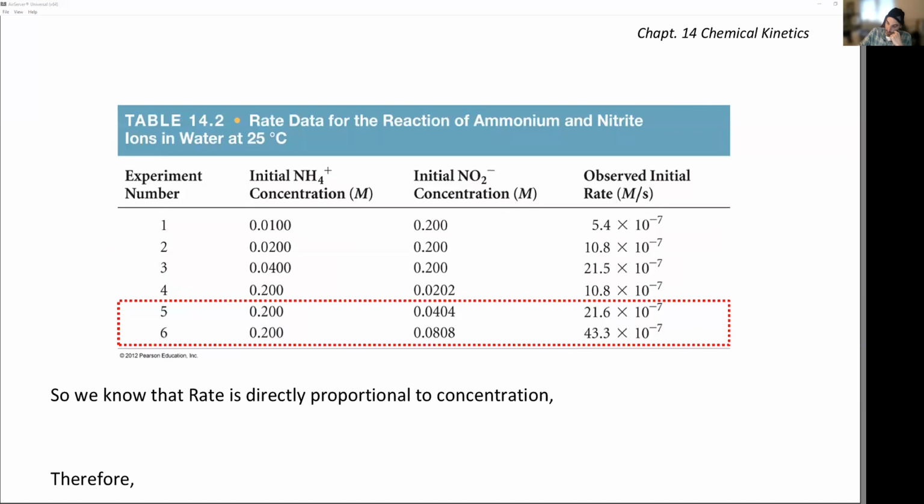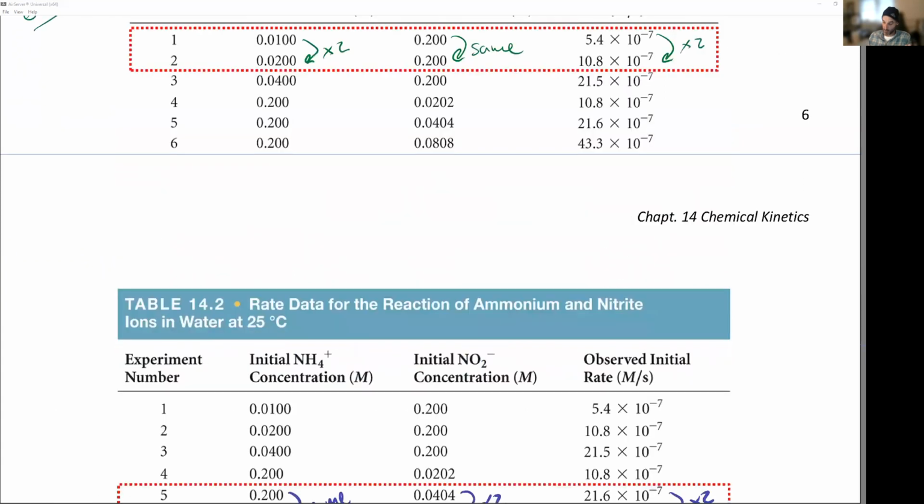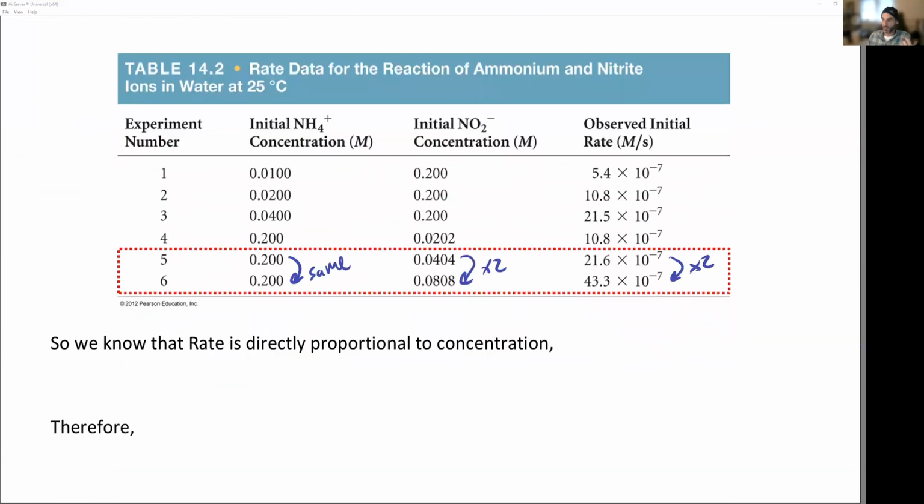Well, we looked at NH4+, so let's keep NH4+ constant. What happens to NO2-? Again, we've doubled the concentration and the rate has also doubled. So the same effect. If NH4+ doubles, as we saw up here, rate doubles. If NO2- doubles, rate doubles. So what does that mean if I double both of them? If we double both of them, what we would expect to see is that the rate would quadruple. Okay, so we do see those changes.